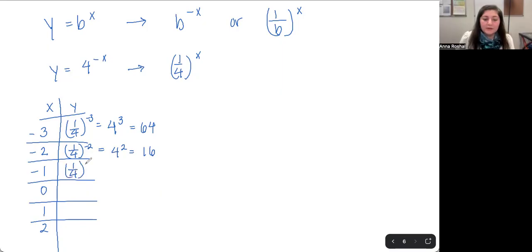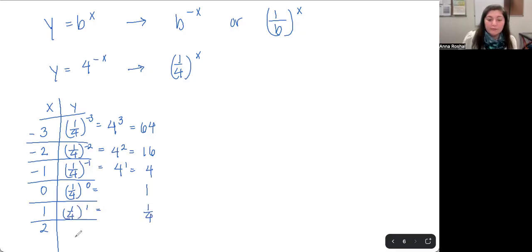Then I have 1/4 to the negative first power. That's going to be 4 to the first power. That's 4. We will for sure graph that. Remember that we said that anything to the 0 power is 1, so I'm not even going to bother. Then I have 1/4 to the first power, which is just going to stay 1/4. And then 1/4 to the second power, that means I'm going to have 1 to the second over 4 to the second, which is the same thing as 1 over 16.